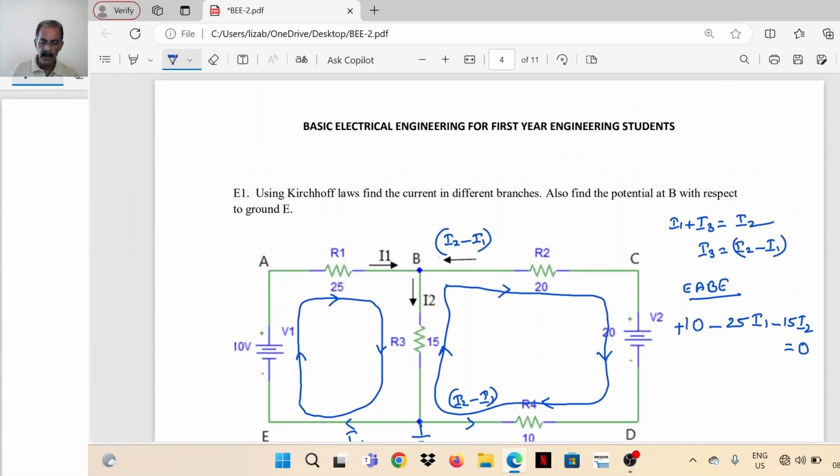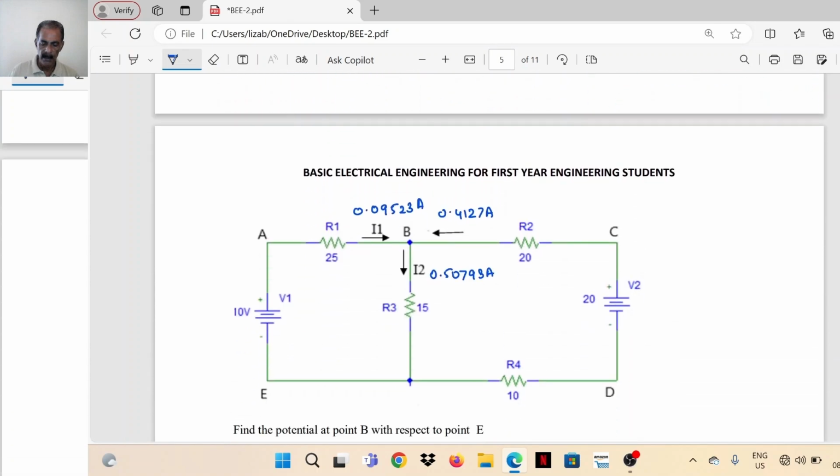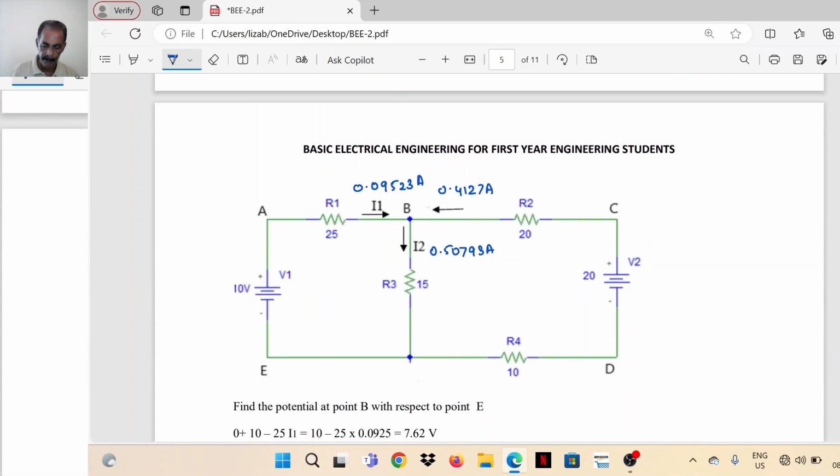So the next part is to find the potential at B with respect to ground D. Potential at B with respect to ground D. This is also ground only.